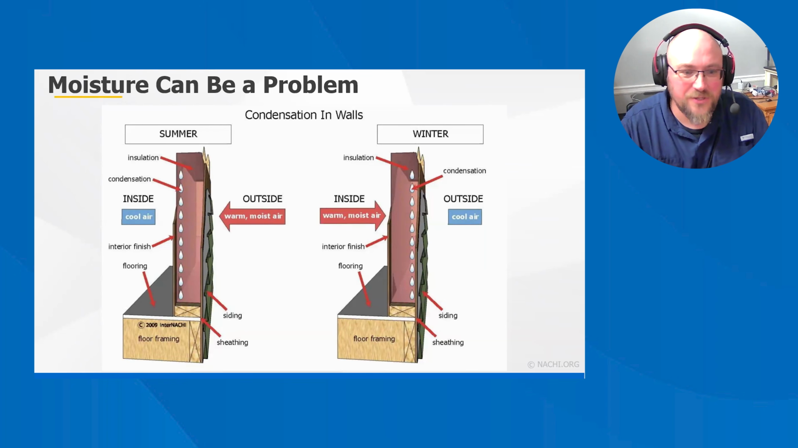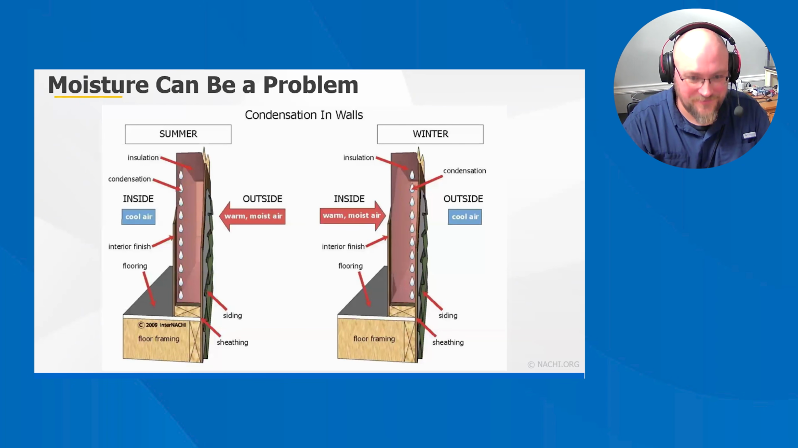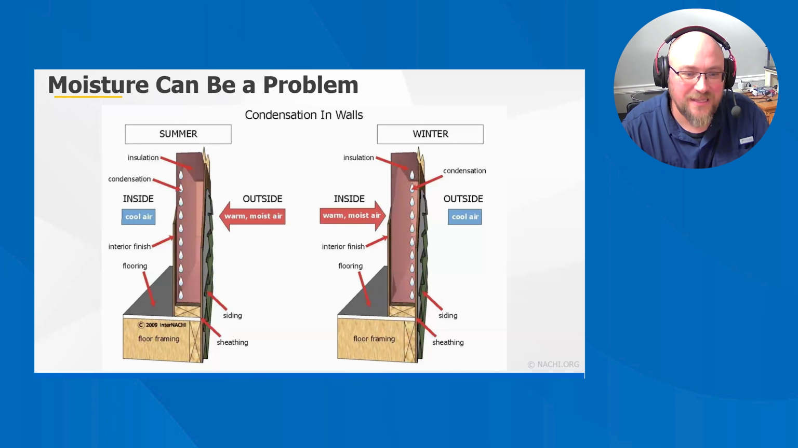So that's what we determined. Their fix for that, the builder's fix, was to seal up those weep holes and to stop that super cold air from getting in.